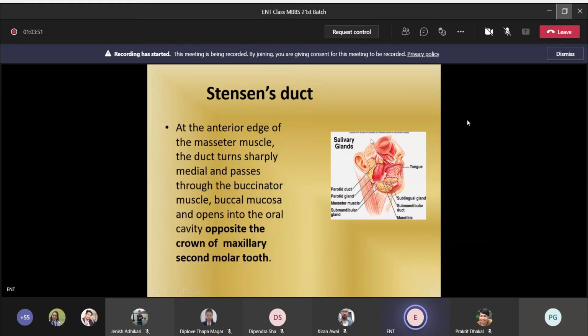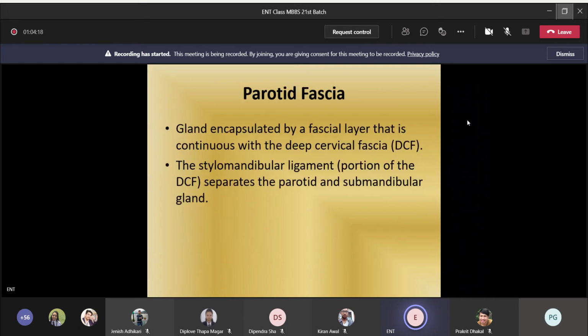At the anterior edge of the masseter muscle, this duct turns sharply medially, passes through the buccinator muscle and buccal mucosa, and opens into the oral cavity opposite the crown of the upper second molar teeth. So it opens opposite the second molar teeth of the maxilla.